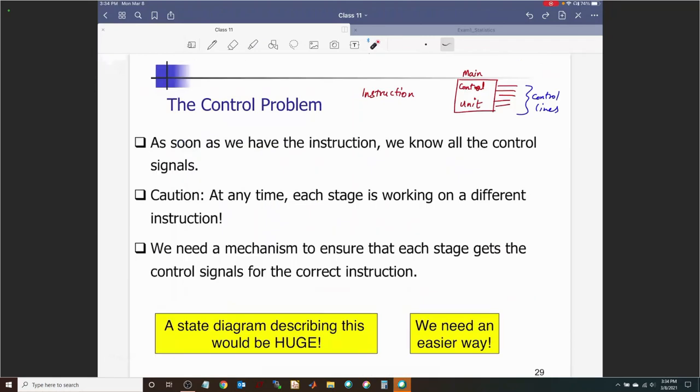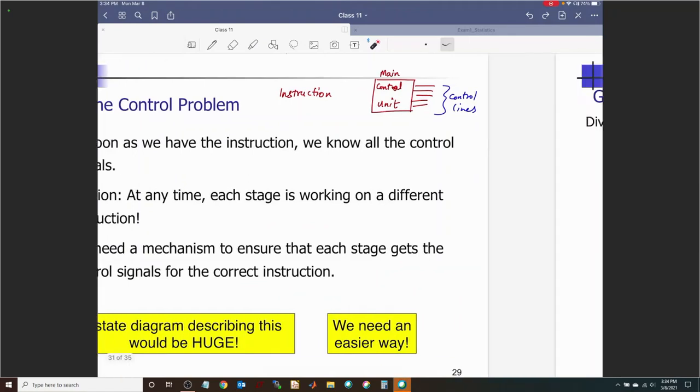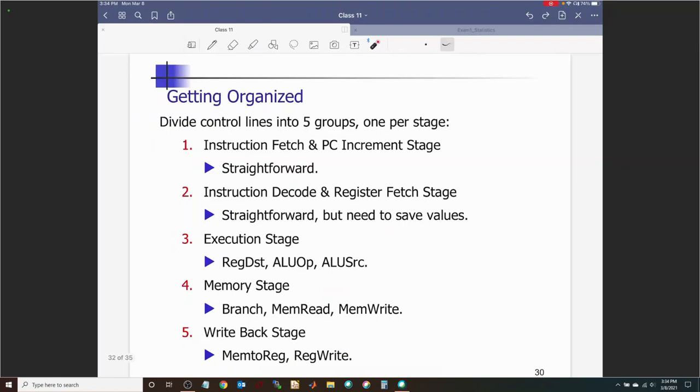All right, so each stage is working on a different instruction, which is what the problem is. We need a mechanism to ensure that each stage gets the control signals for the correct instruction. But if we try to do a state diagram for this, it will be very huge. We need an easier way. The easier way is to essentially get organized by grouping the control lines. Let us do one per stage.